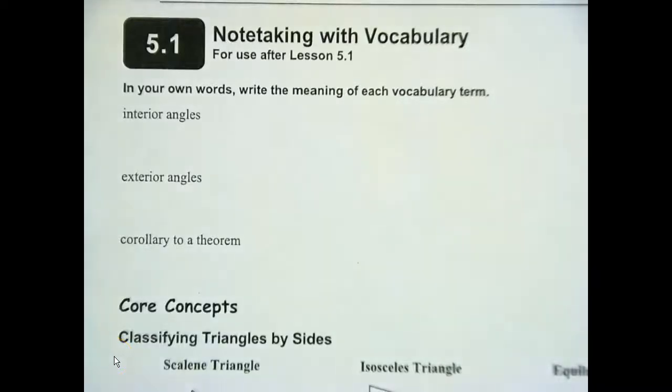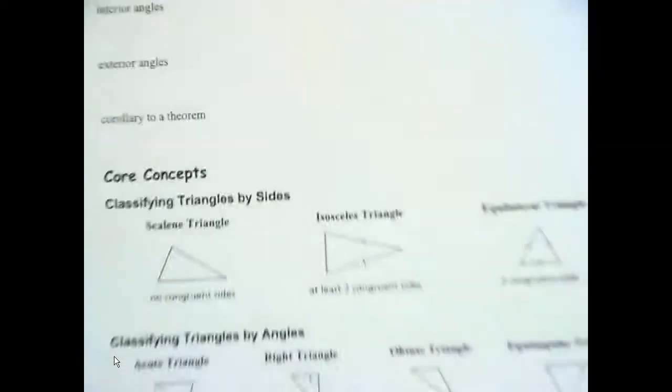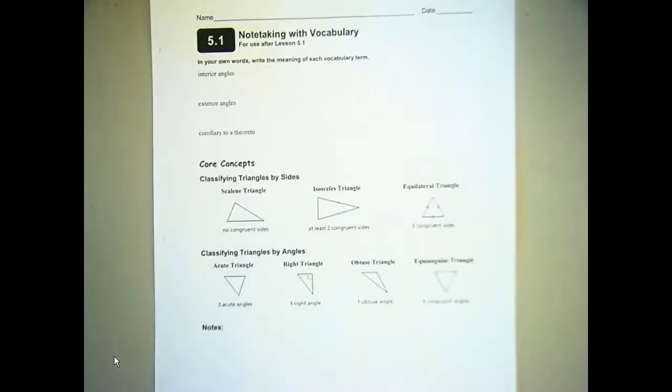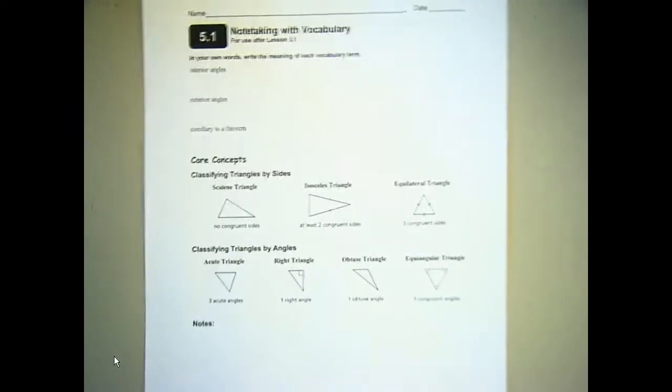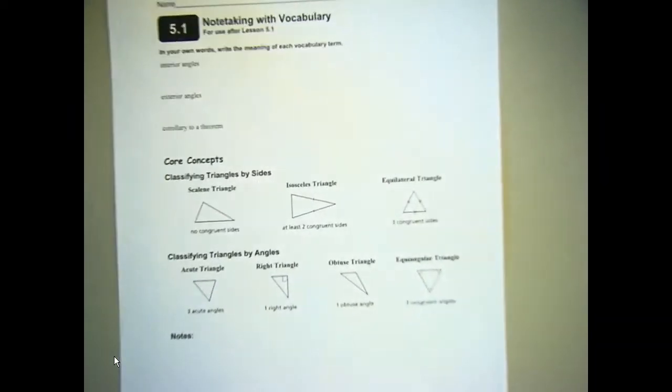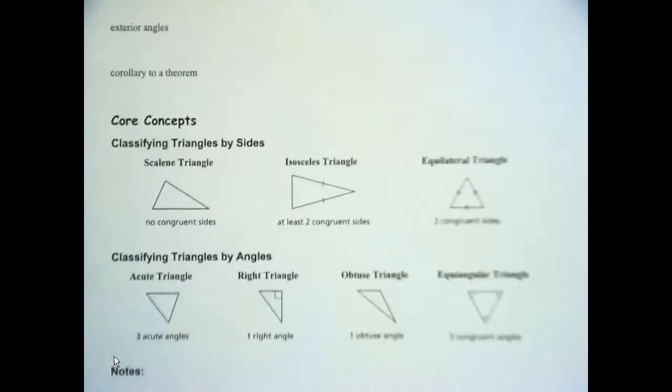So starting chapter 5, today we're dealing with triangles. Some of this will be a review to you, but if you look on page 125 of your student journal, classify triangles in 3 different ways by sides, and 4 different ways by angles.